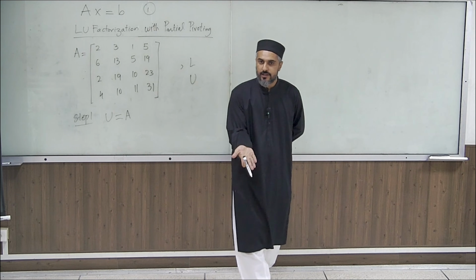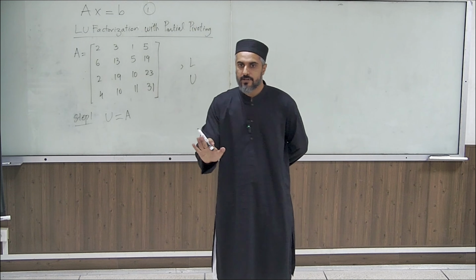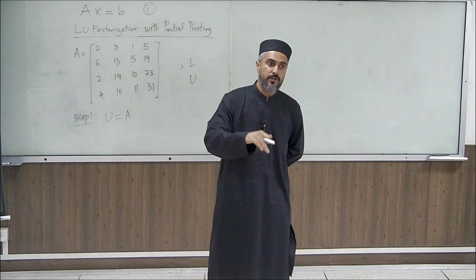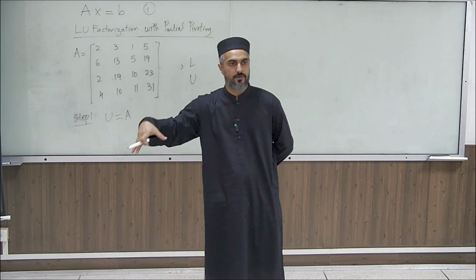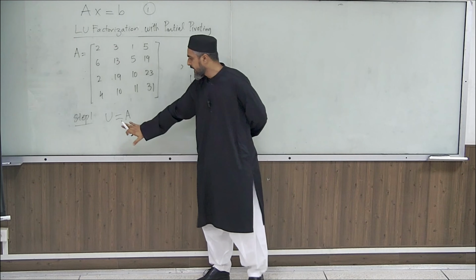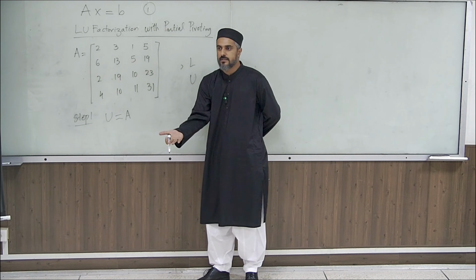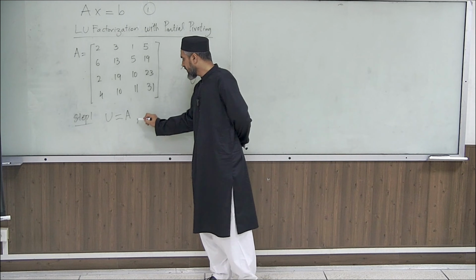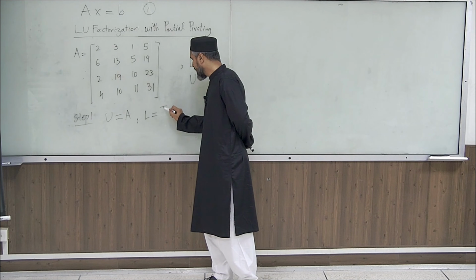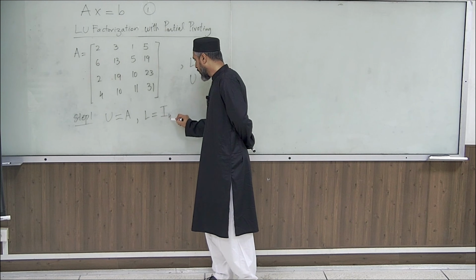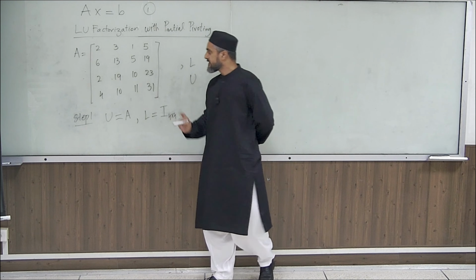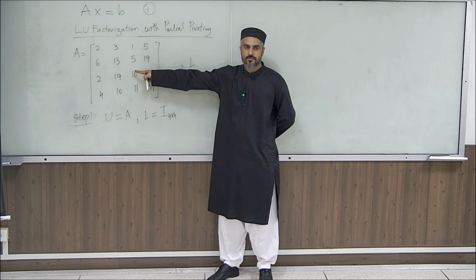At this point, A is not an upper triangular matrix, but we want to convert A into an upper triangular matrix. So I'm just naming it U. Ultimately, we'll make it the upper triangular matrix. And what is a lower triangular matrix? It will be an identity matrix of the size of the coefficient matrix, okay.